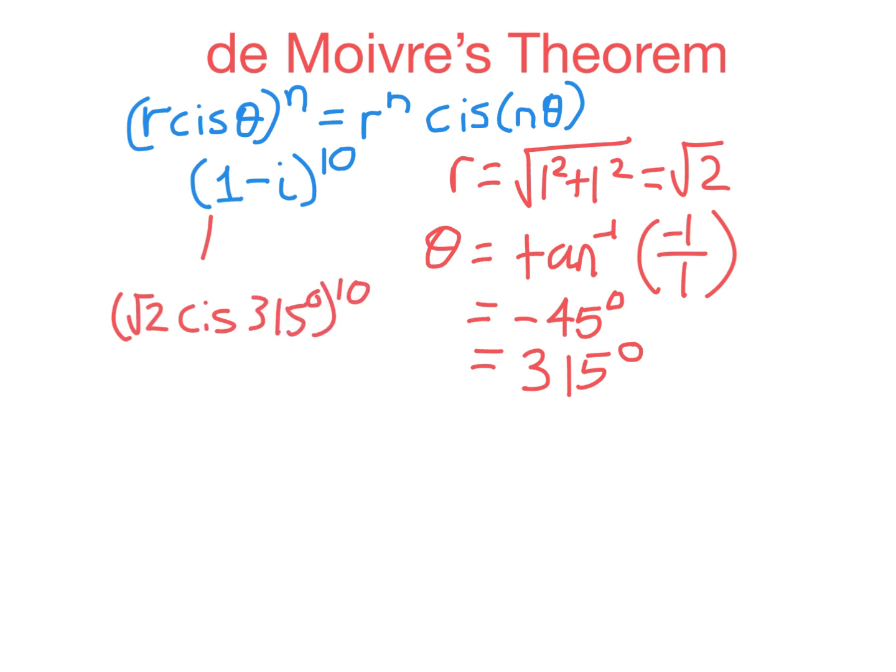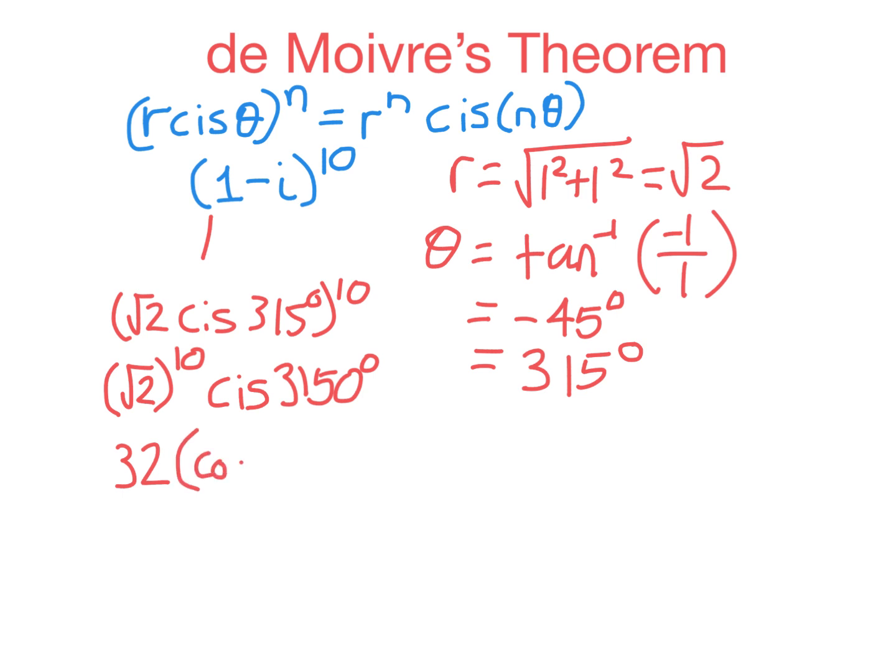Now we can use Moivre's theorem. It says that if I want to raise this to the power of 10, I can just separately raise the r value to the power of 10, and what will remain, it will be cis n theta. So n is the power, it'll be 315 times 10, which is 3,150 degrees. So root 2 to the power of 10 is just 2 to the power of 5, which is 32. You can use your calculator for that.